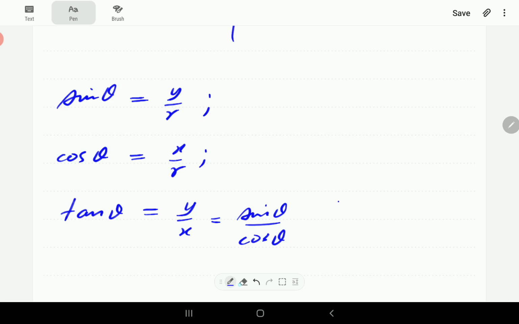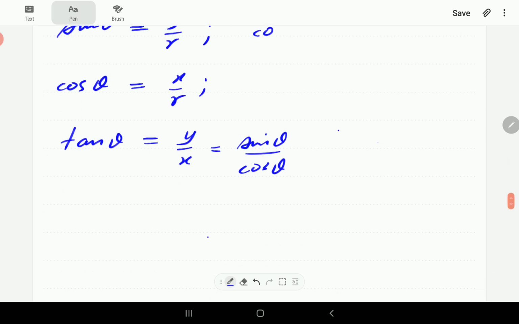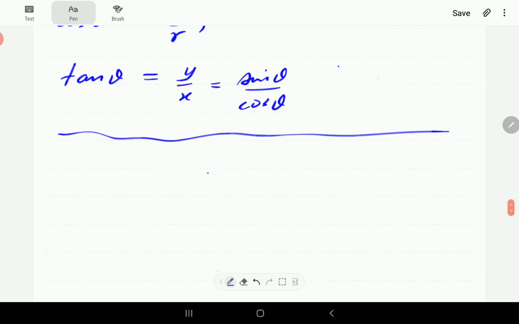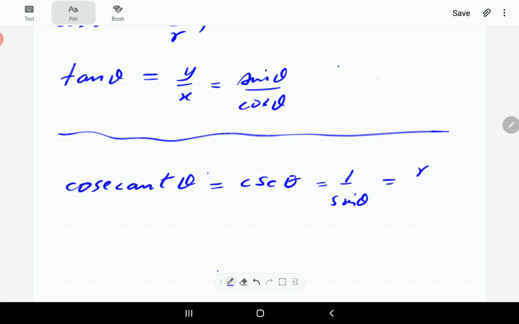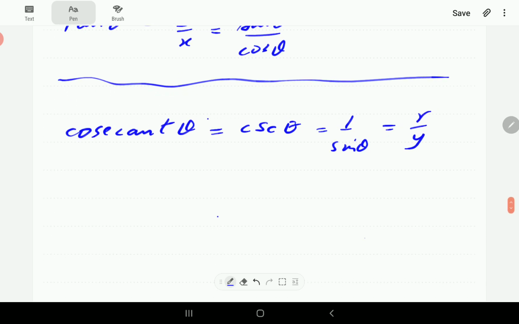So there is another trigonometric function which is just defined as the reciprocal of sine, and it's called cosecant. So maybe let me do this one here. Cosecant theta, which we're going to abbreviate CSC of theta, is simply 1 over sine theta. So it's going to be r over y.